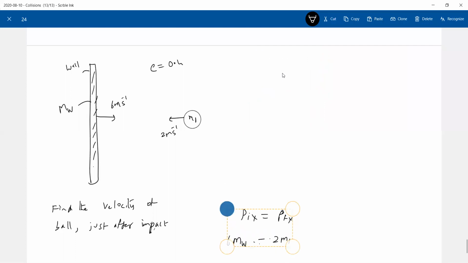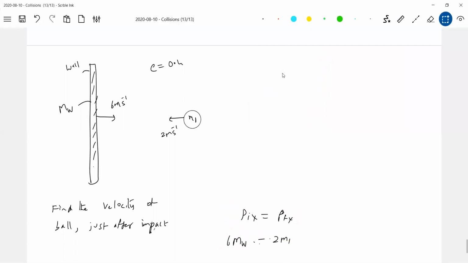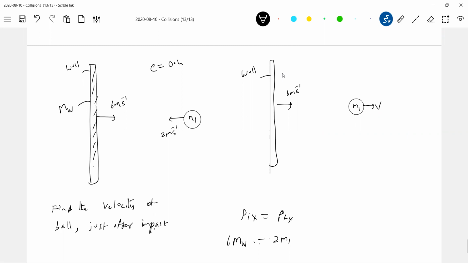After collision, let me put the diagram. What do we expect of the wall? The wall will continue to move with the same velocity. The ball will rebound, and that we have to calculate. Call this u1 and this u2. Initial momentum is equal to final momentum. Initial momentum 6 mw minus 2 m1 should be equal to final momentum 6 mw minus m1 v1.